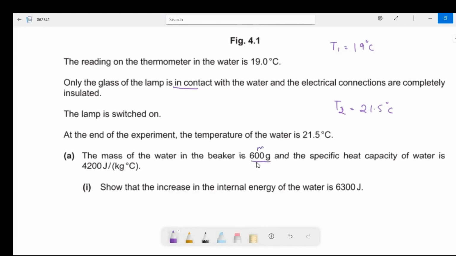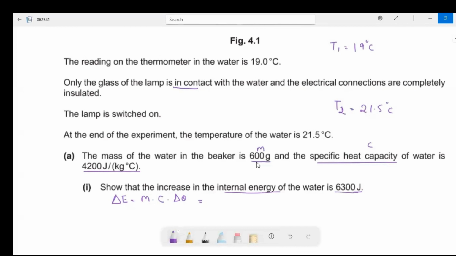So mass is 600 gram and the specific heat capacity of the water, that is C, is 4200 joule per kilogram degree Celsius. Show that the increase in internal energy of the water is 6300 joules. So we need to find the increase in internal energy. The increase in internal energy can be written as mass into specific heat capacity into change in temperature.